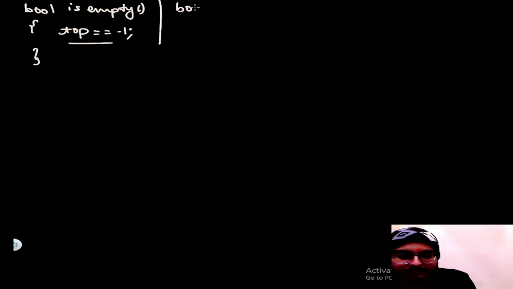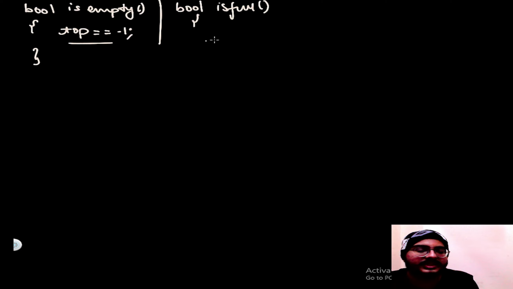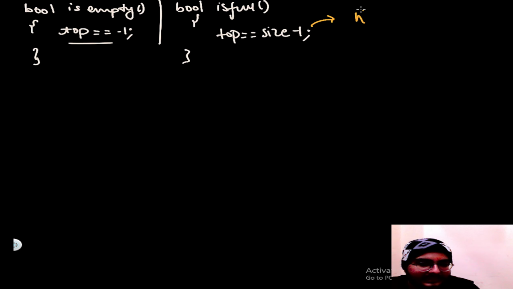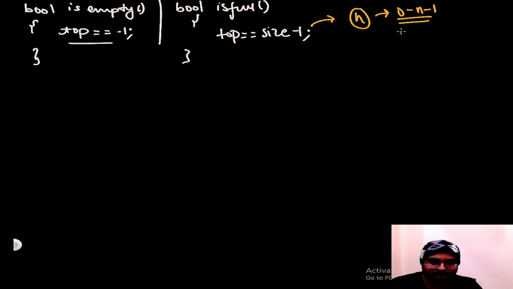Another function is bool is full. This condition meets if top is equal to size -1. Why size -1? As I already said in many videos, if array size is n, then indexing would be from 0 to n-1. This is the condition.